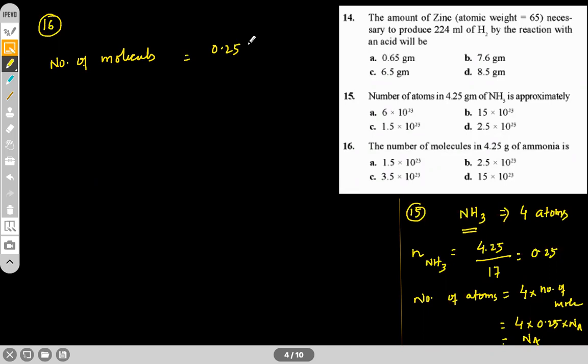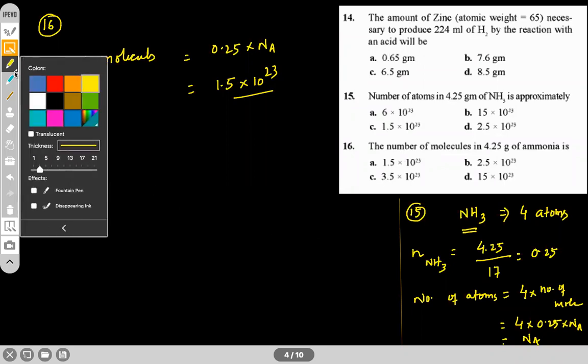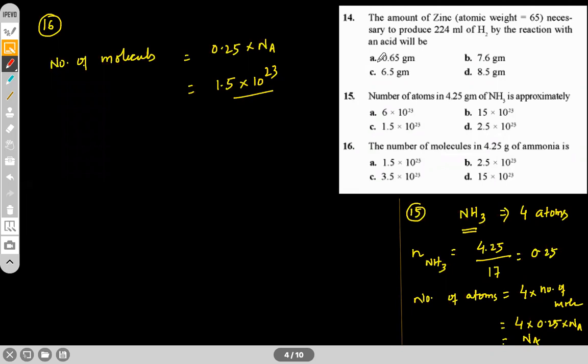(0.25) into Na. Na we are assuming 6 into 10 to the power 23. So 6 into 0.25 is 1.5, 10 to the power 23. So option A again is correct. Okay. So the correct answers of these three questions are A, and A.